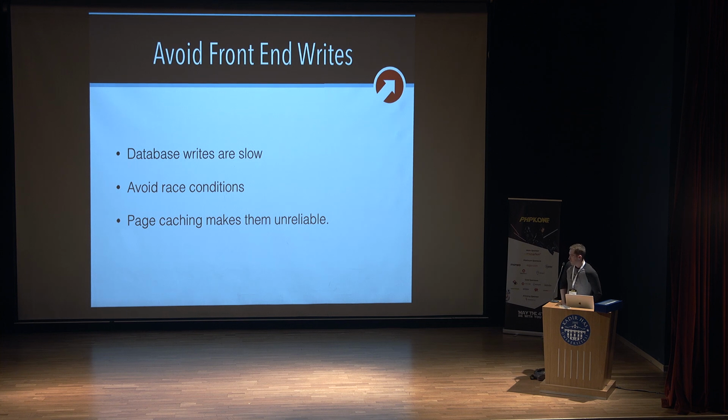This one I think is pretty obvious. We want to avoid front-end writes as much as possible. Database writes are slow. You can have race conditions. If you are utilizing something like batcache for page caching, and you have users who aren't logged in, page caching makes those front-end writes unreliable. People who are receiving cached pages aren't going to be doing those writes. So you just have to be really thoughtful of how you're building your application when it comes to writing data on the front end.